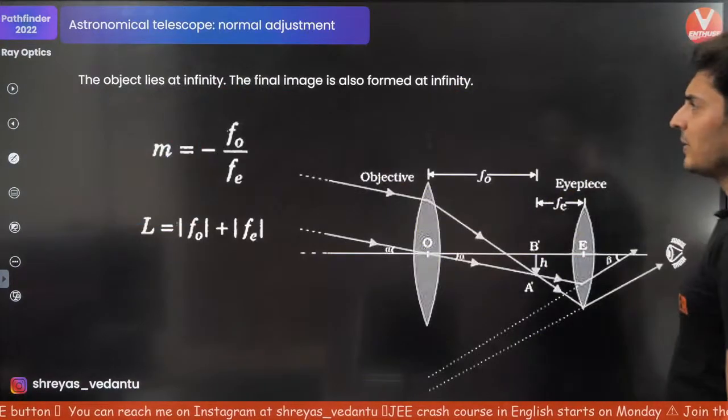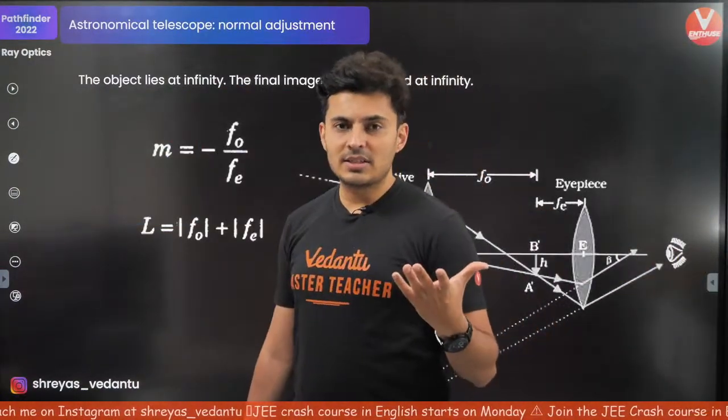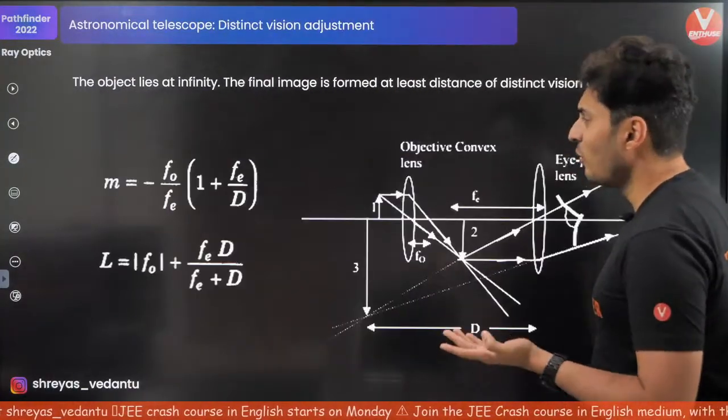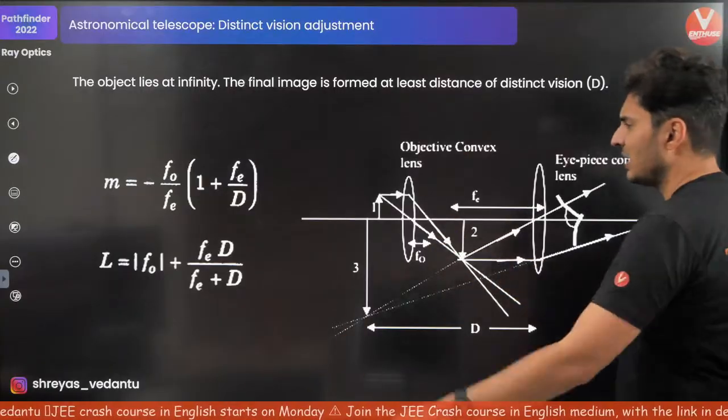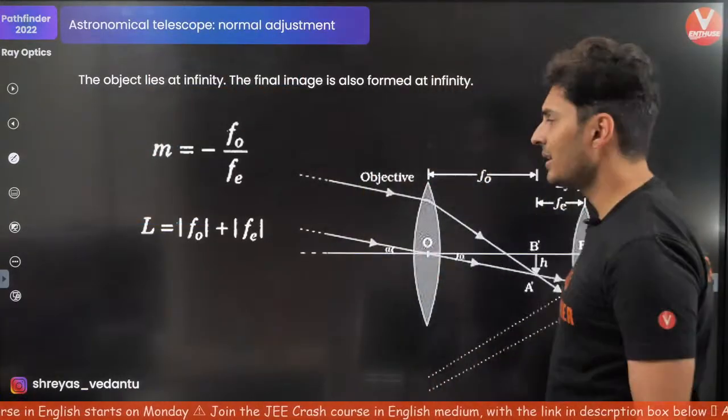You do not have the least distance of distinct vision formula. Don't worry about it. But still, if you want it, I have kept it on the slide, but as such it is not there in the syllabus. Only normal adjustment is there, nothing else is there.